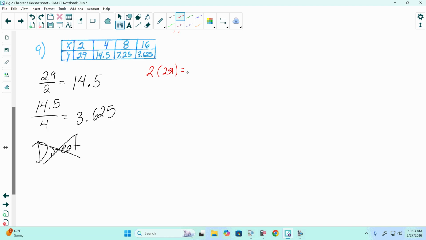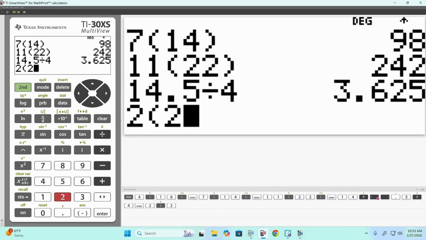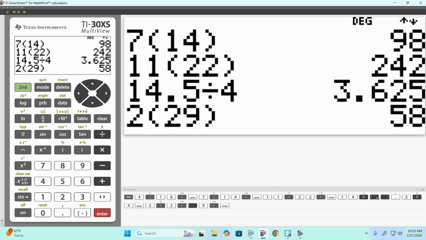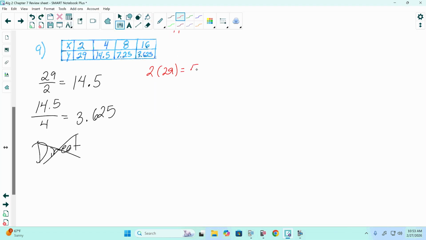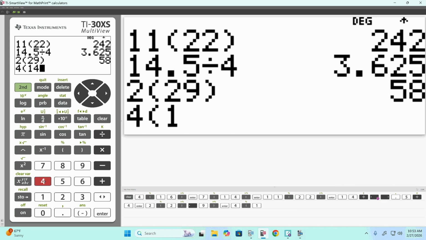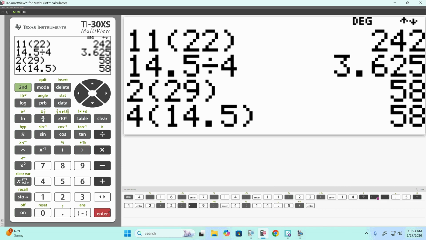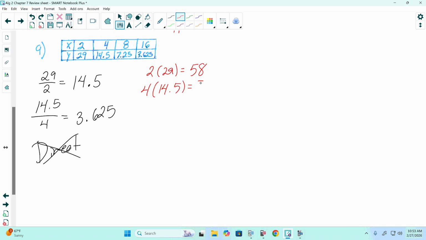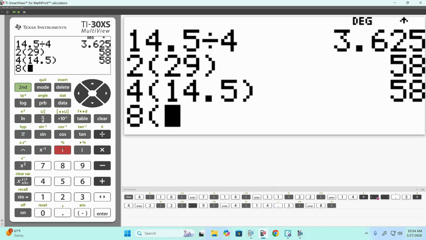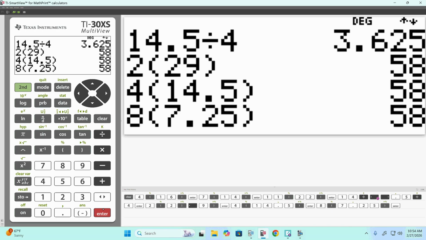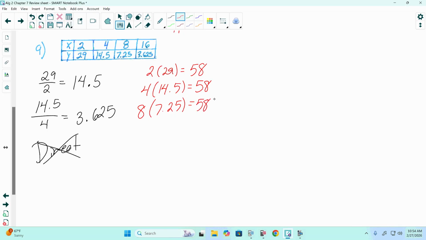2 times 29 is 58. 4 times 14.5 is 58. 8 times 7.25 is 58. Looks promising.